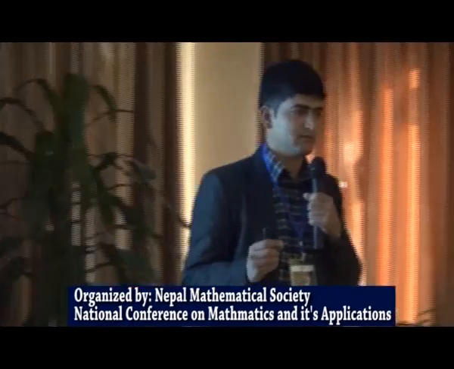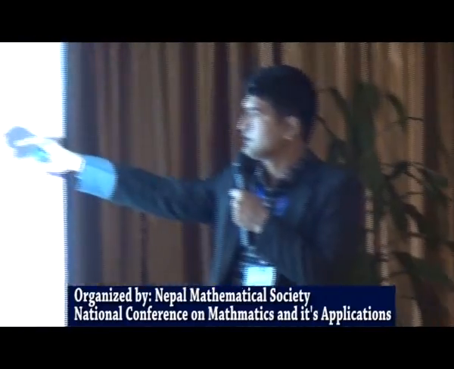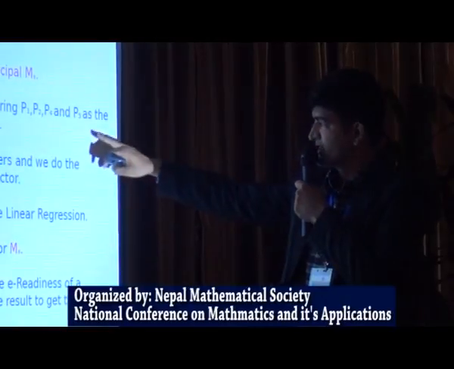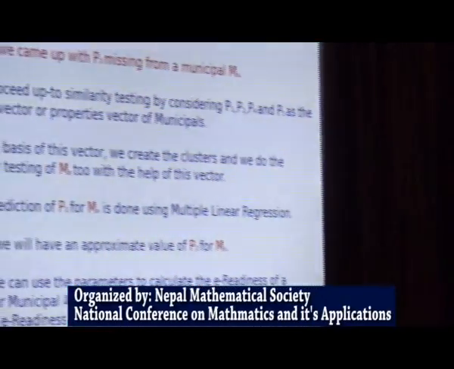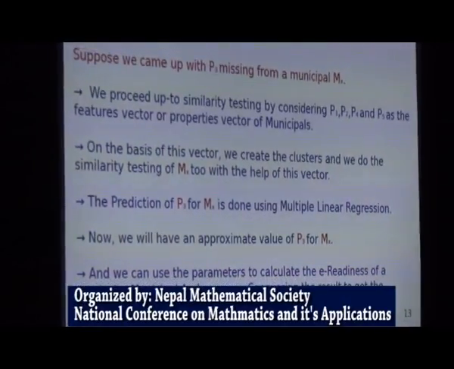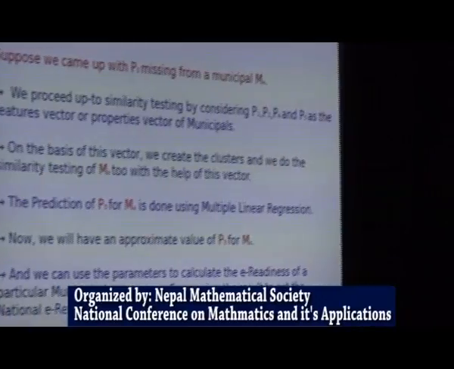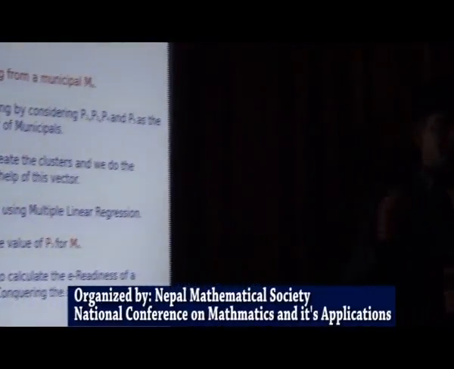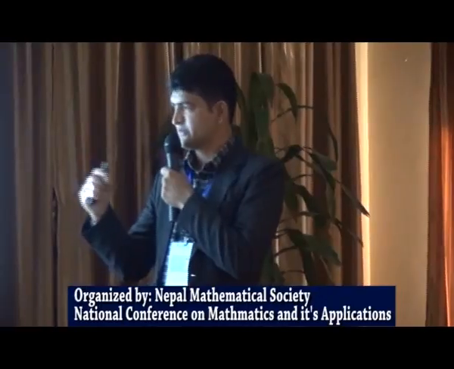So further, what we do is we proceed up to similarity testing by considering P1, P2, P4 and P5 as the feature vector or property vector of a municipal. On the basis of this vector, we create the clusters and we do the similarity testing of MX. MX is a particular municipal where P3 is missing. And then we do prediction for P3 for MX.